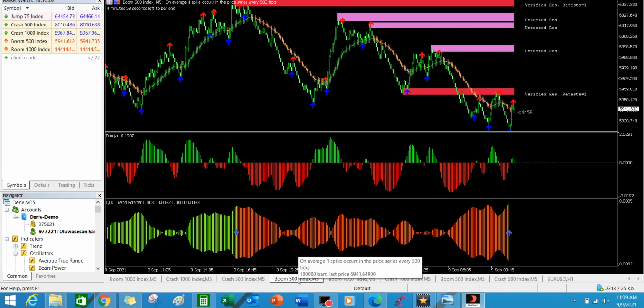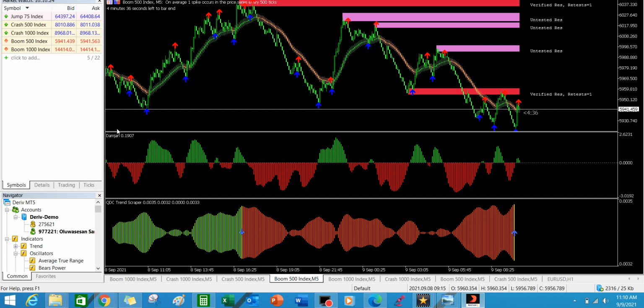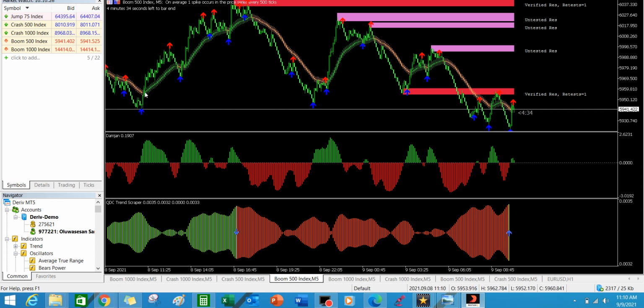Let's check out more examples on that. You can see that right here when the market was on downtrend, we had a lesser amount of spikes happening, except when it was reversing back. After that it came down again and again till it came to an end here. But check out when it was on uptrend: we had more spikes happening around there. That is for Boom.